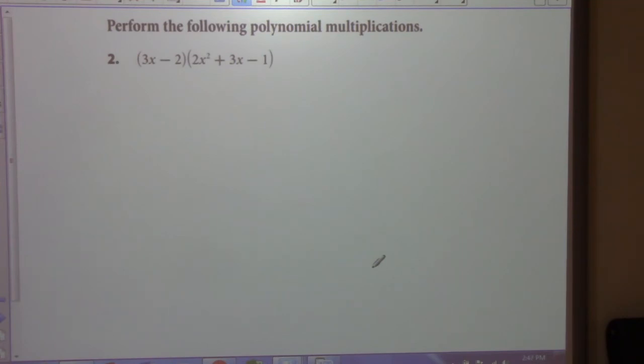A student from 7th period, Victoria, got negative 4 and 9. She didn't use the box method, which is okay. It's not 7.